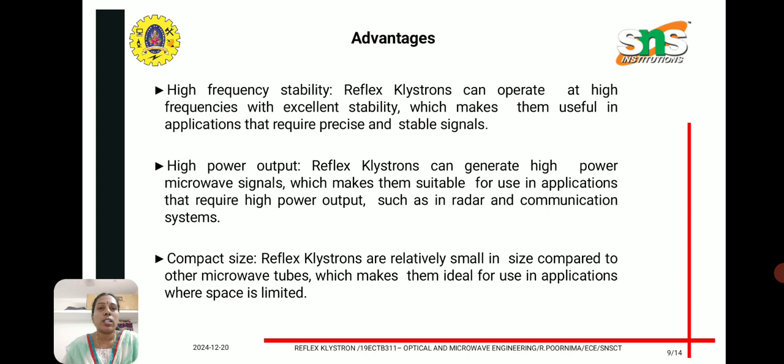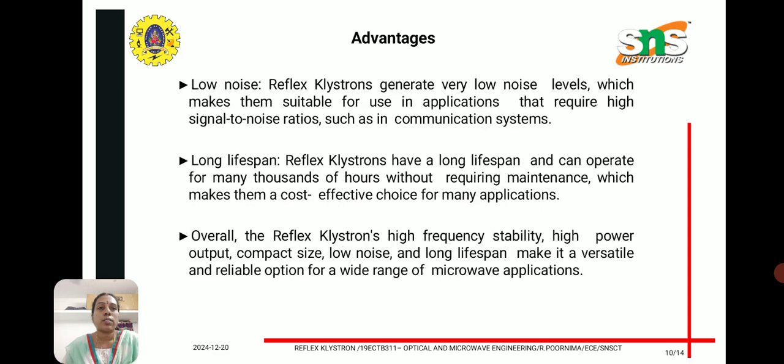The advantages are: it provides high frequency stability, which makes it useful in applications that require stable signals; high power output, as required in radar and communication systems; and compact size, since reflex klystrons can be relatively small compared to other microwave tubes. Also low noise, so because of the low noise levels they can be used in applications that require a high signal to noise ratio, such as communication systems, and also a long lifespan.